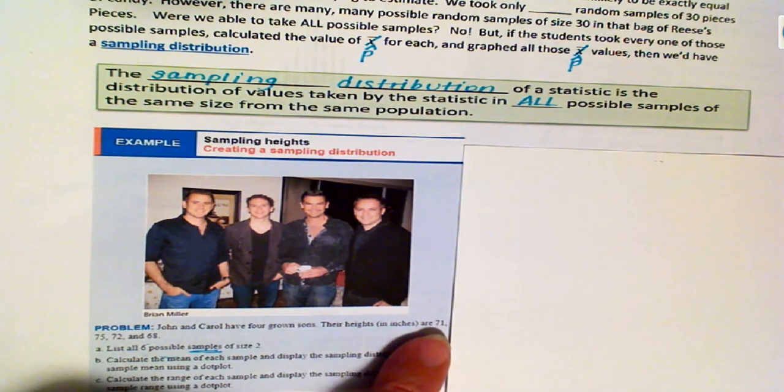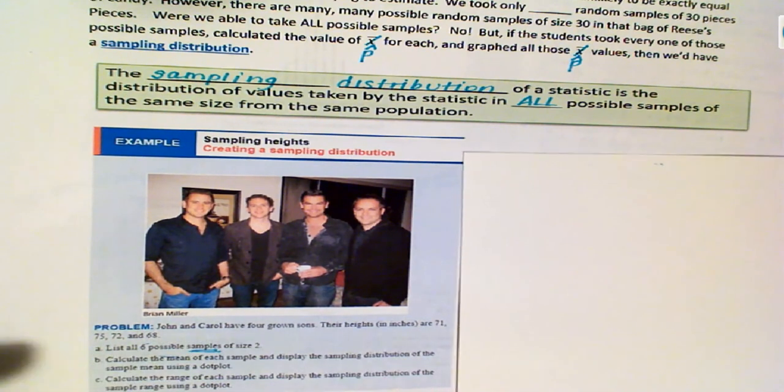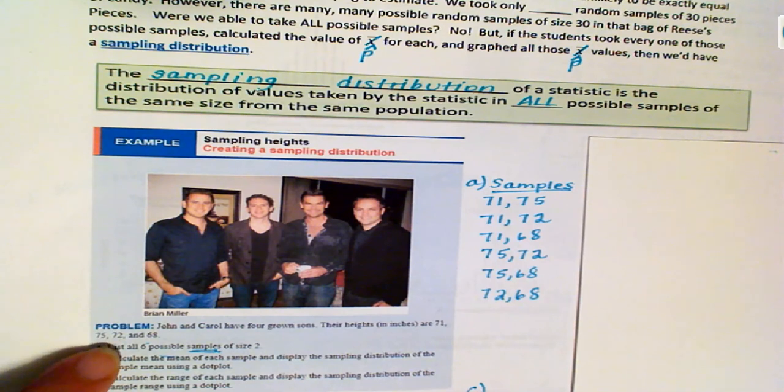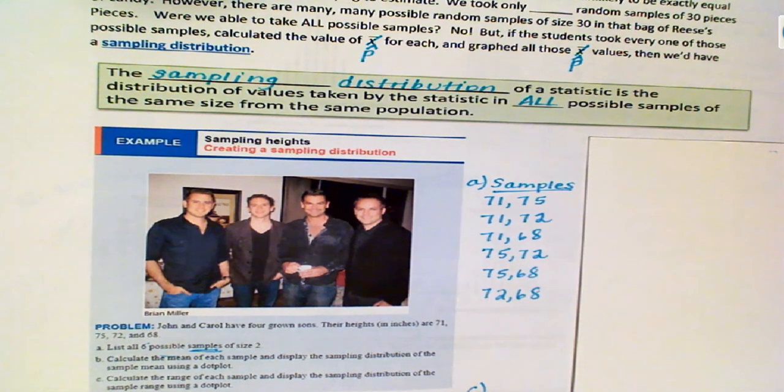So if you start up here, I started with 71, so here's part A. 71 and 75, and then I'm just listing the possible samples. That's what part A asks us to do. So we have 71 and 75, 71 and 72, 71 and 68. Then I went to the second one and I did 75 and 72, 75 and 68, and 72 and 68. So there's our possible samples, okay?